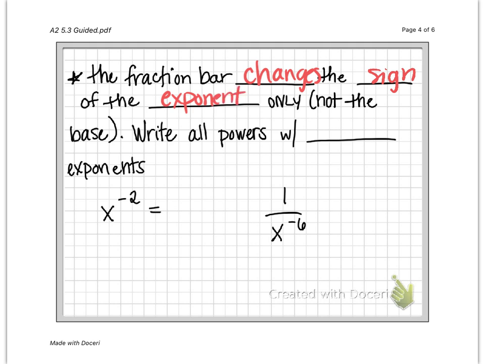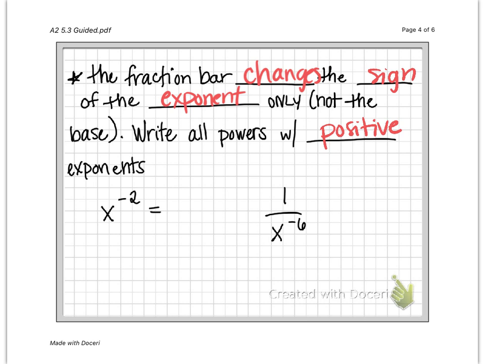Okay? So it changes the sign of the exponent from negative to positive or positive to negative. Whenever it crosses that fraction bar, the sign of the exponent changes. It does not change the power of the base. Only the exponent changes signs. You must always write powers with positive exponents. Otherwise, it's not simplest form. So always move it across the fraction bar to get a positive exponent.